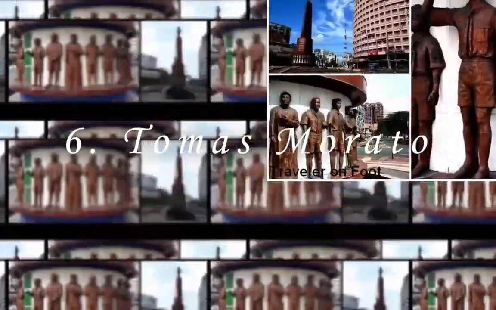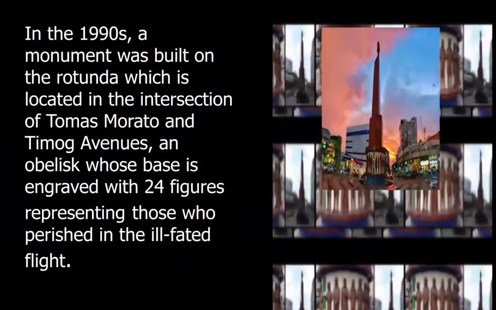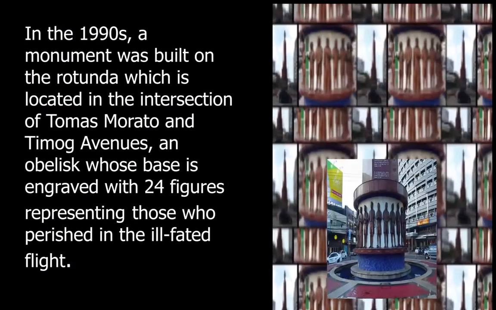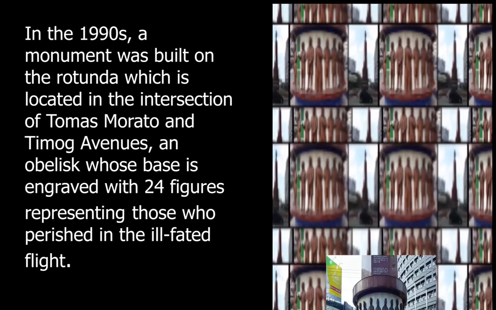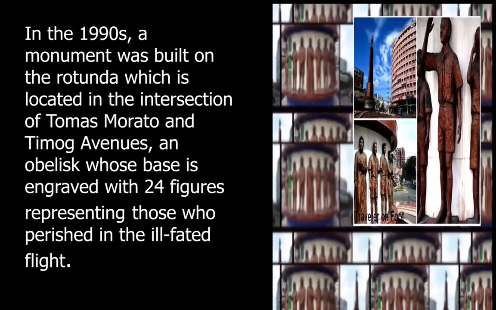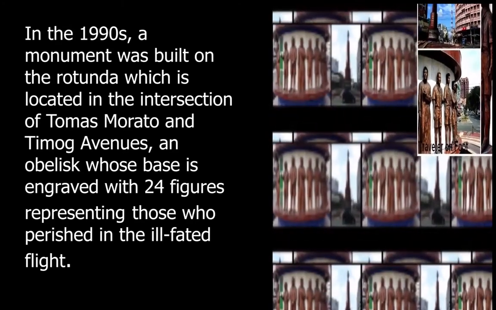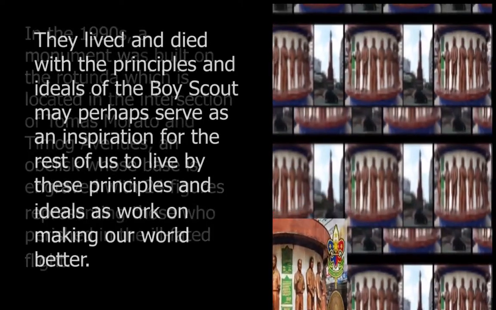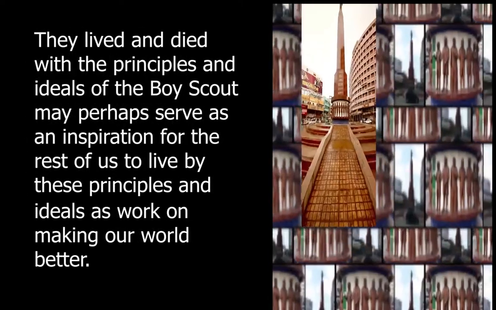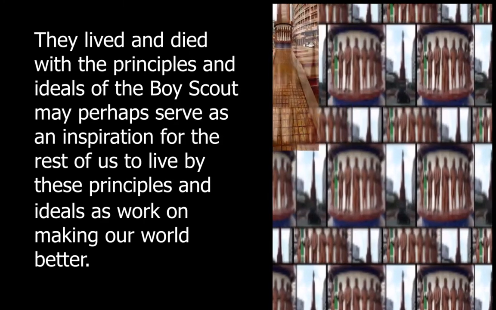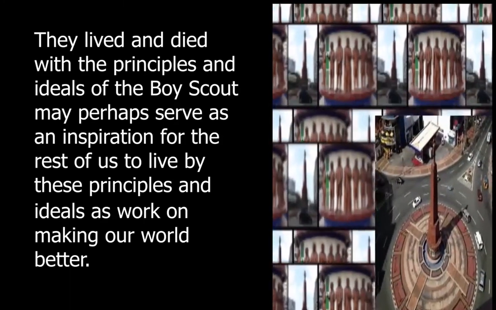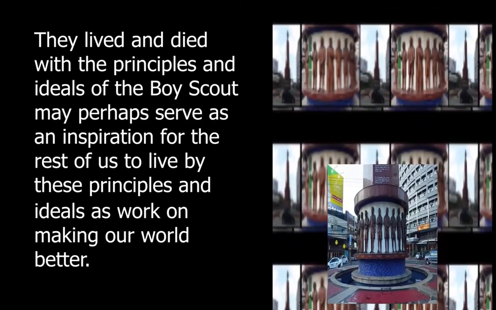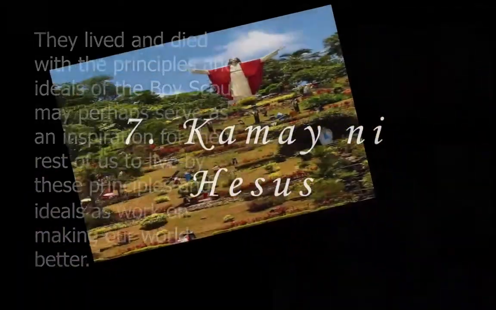In the 1990s, a monument was built at the Rotunda, which is located at the intersection of Tomas Morato and Timog Avenues. An obelisk whose base is engraved with 24 figures representing those who perished in the ill-fated flight. They lived and died with the principles and ideals of the Boy Scouts, and may perhaps serve as an inspiration for the rest of us to live by these principles and ideals as we work on making our world better.